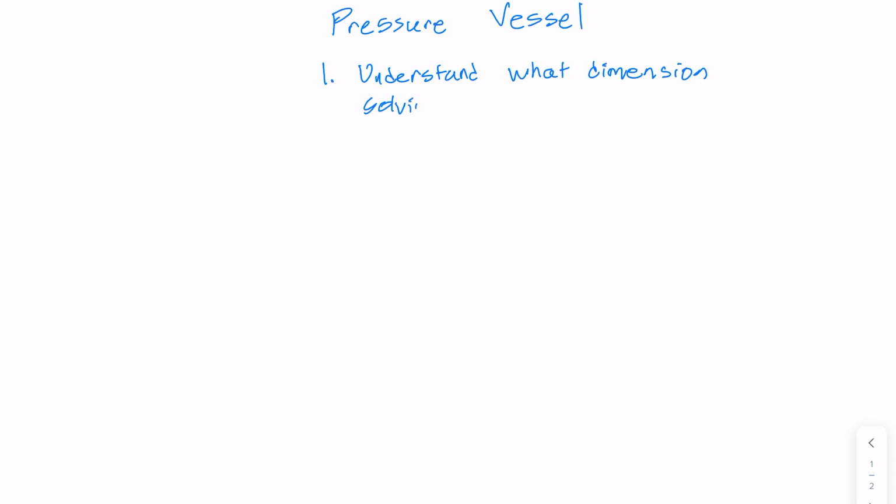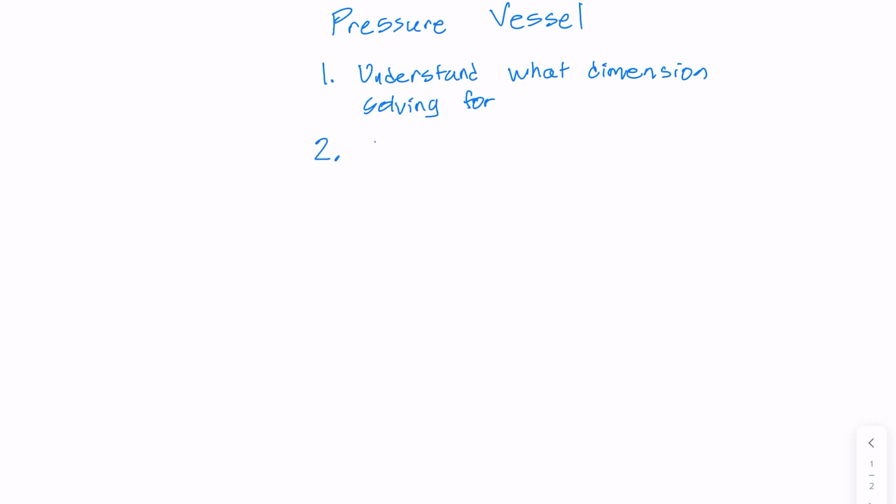So my process for pressure vessel problems: understand what dimension, or what variable, we're solving for. We might be solving for the wall thickness or the radius. We might also be solving for what pressure we could pressurize this tank to.